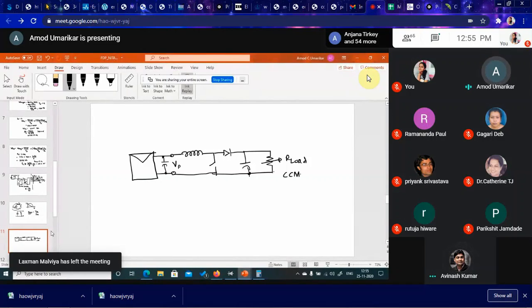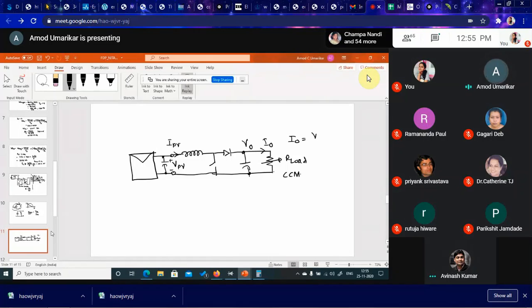So input voltage is VPV and current is IPV. Output voltage is some V0. Output current is I0, which is V0 upon R load, correct? So I0 is V0 upon R load, or R load is nothing but V0 upon I0. Keep this equation in mind.